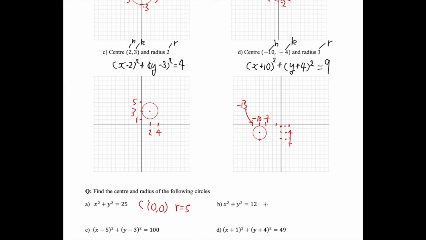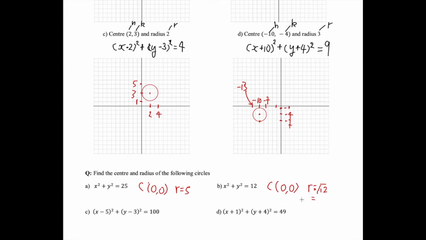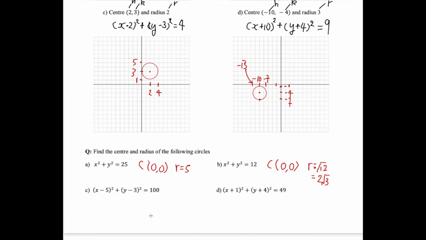Now for this one, it's the same story, so there's no dramas. Center is 0 and 0 because it's x squared and y squared. And the radius is the square root of 12. Okay. Now, if you want to be extra correct, you can simplify this as you've learned from the square roots, how to simplify square roots. So that would be 2 root 3. Okay. Alright, now let's move on to these examples.